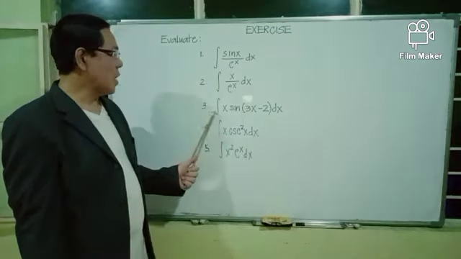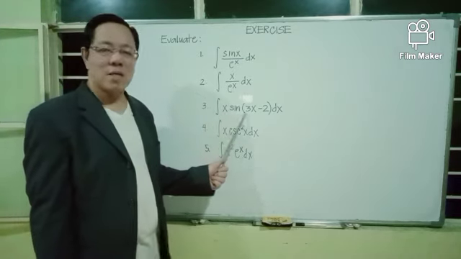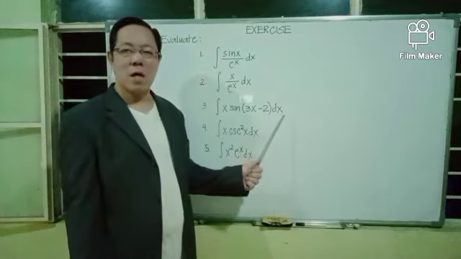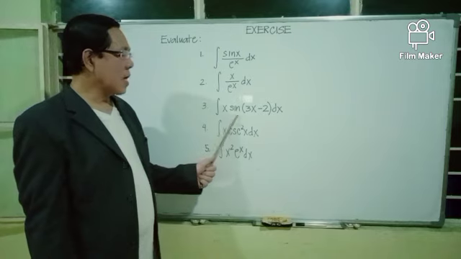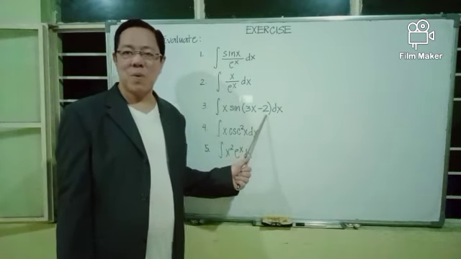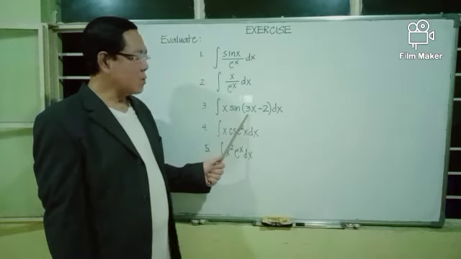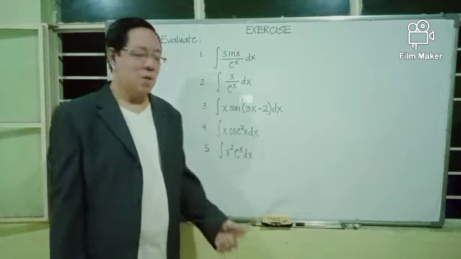In number 3, we have the integral of x times sine of quantity 3x minus 2 dx. For sine of 3x minus 2, you have to make use of a change of variable. You have to let 3x minus 2 equals some variable.